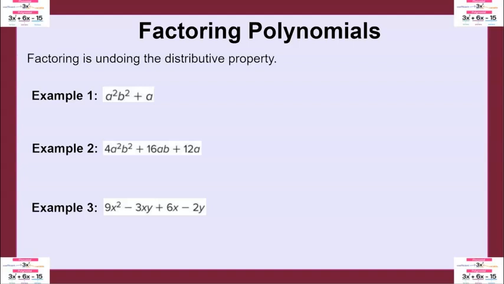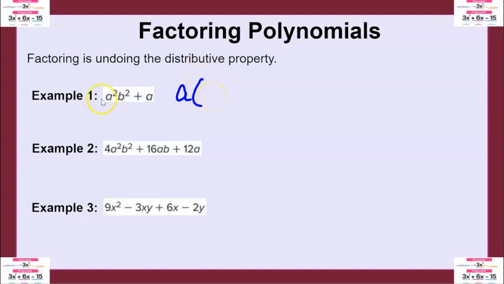So here I have a squared b squared plus a. The greatest common factor is going to be the biggest number or variable that you have in common with all the terms. In this case, they both have an a, but I can't take more than one a out of the second term because it's just a to the first power. So I'm going to be factoring out an a. So a is my greatest common factor.